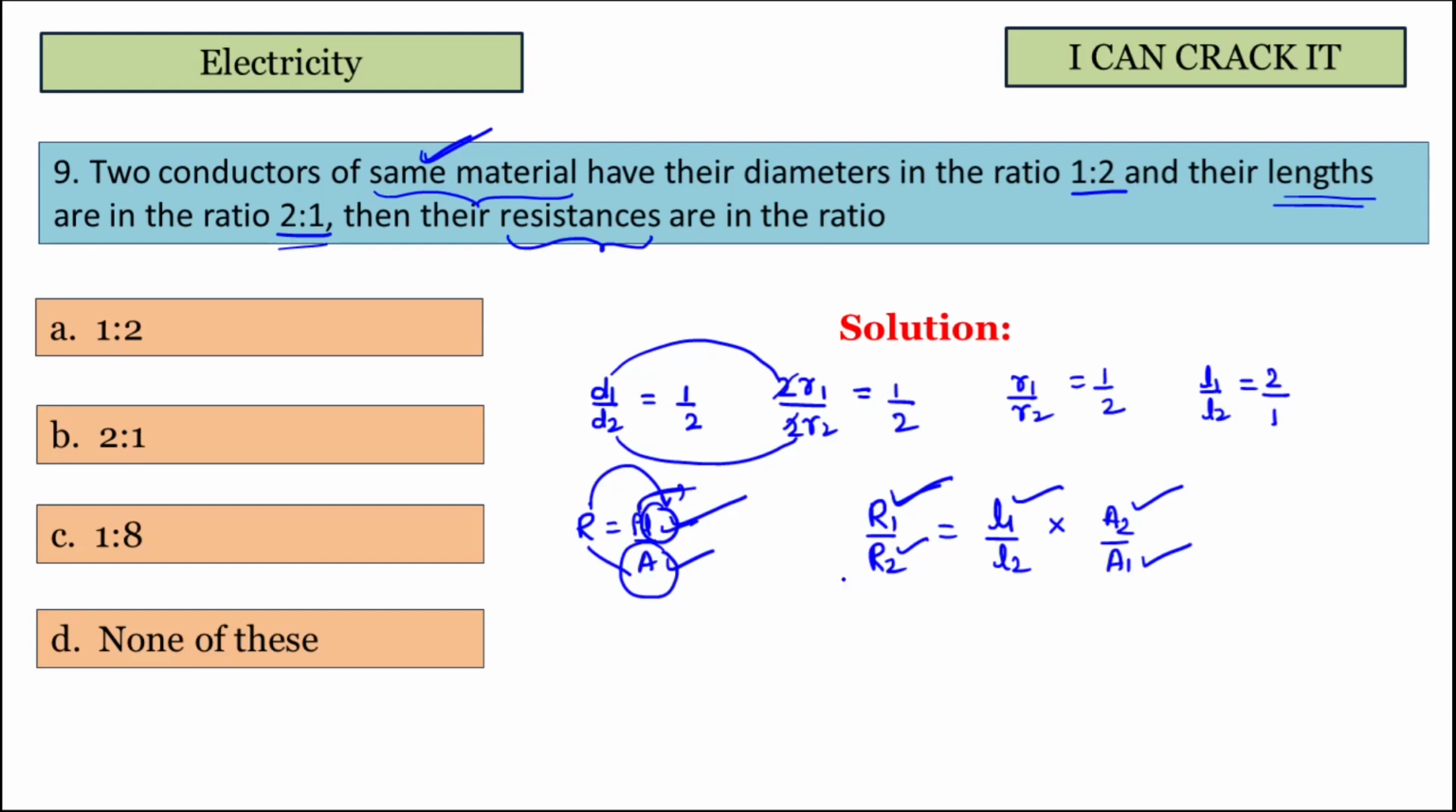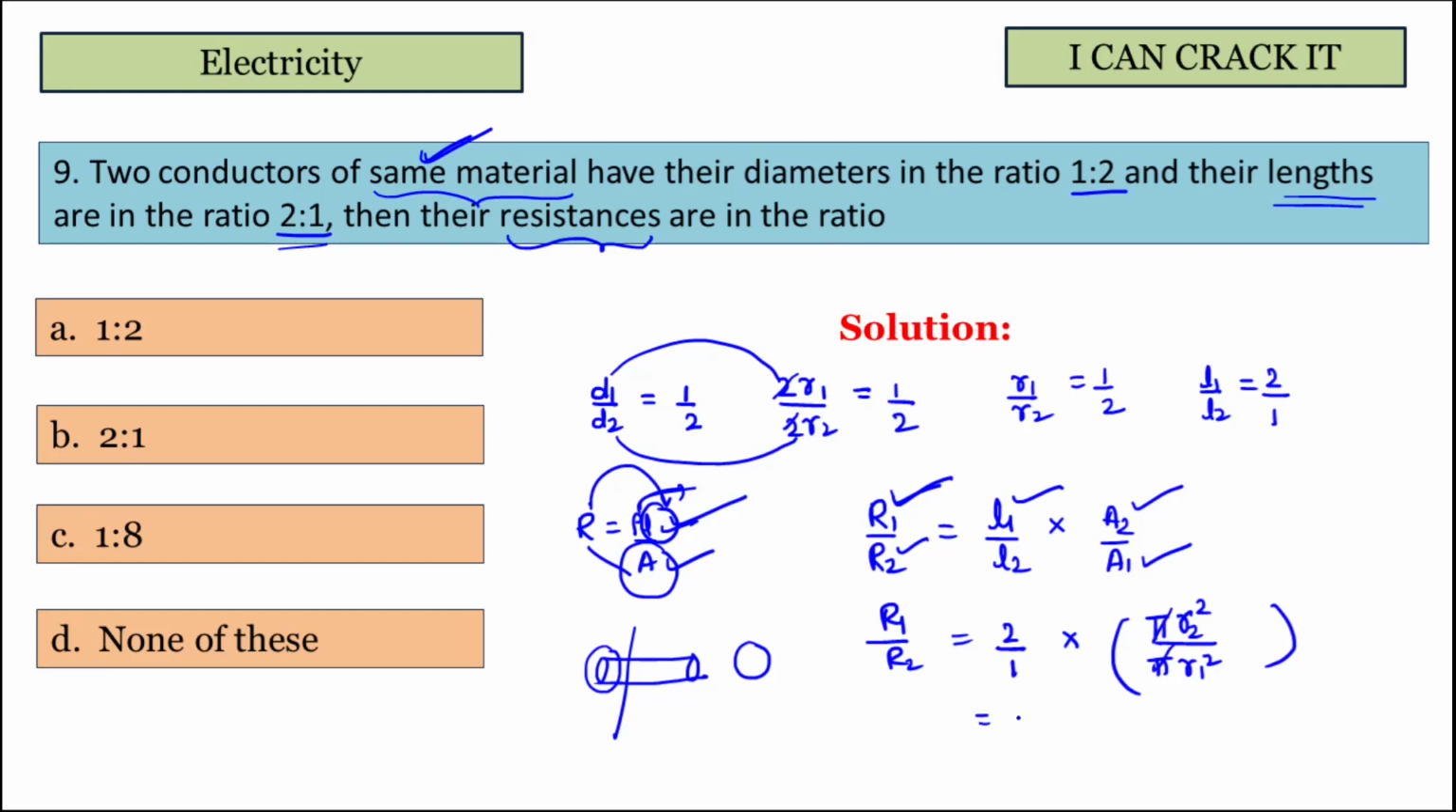Now, they have asked what the resistances are in the ratio. R1 by R2 is equal to L1 by L2, which is 2 is to 1, into the area of cross section. Let's consider a conductor. If you take the cross section, what figure will you get? You will get a circle. What is the area of a circle? Pi r square. So here I will write pi r2 square divided by pi r1 square. Pi and pi cancel. So this is 2 by 1 into, taking the square common, R2 by R1 whole square.